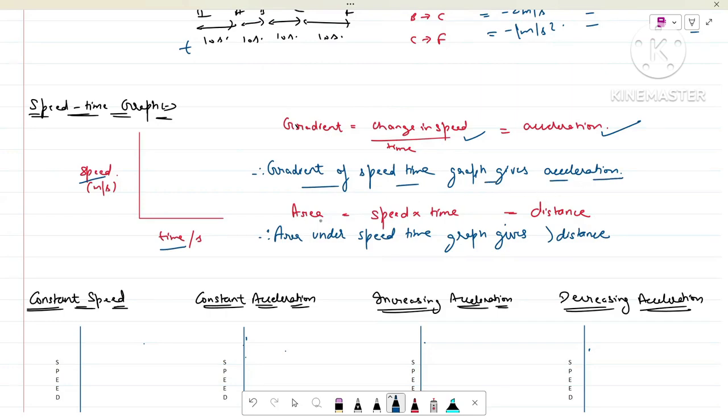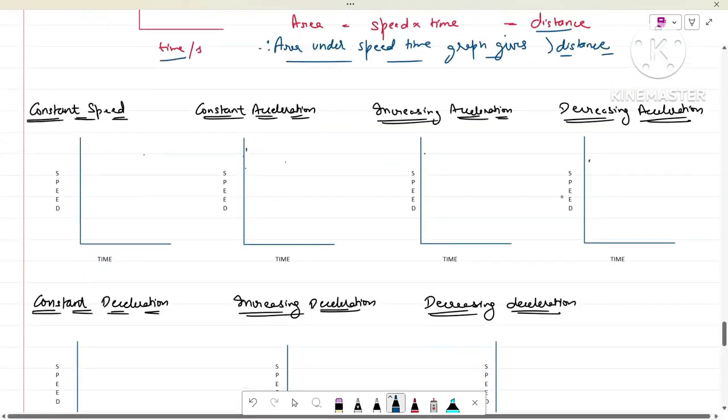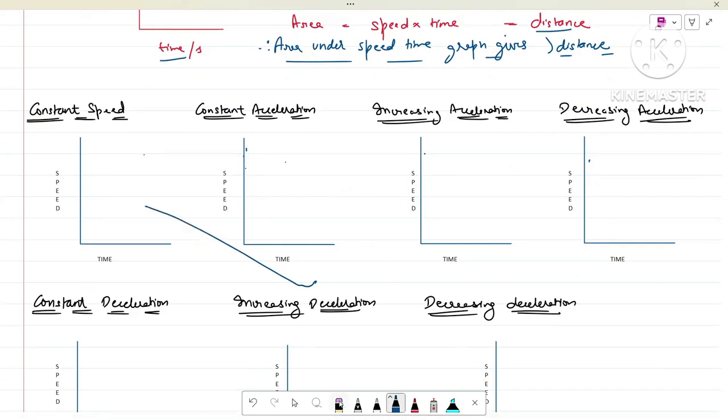And what about the area? So area, if we have to find, it will be speed into the time. And we know that speed into time is distance. Therefore, area under speed time graph gives distance. Now we will draw different speed time graph. First, when object is moving at a constant speed, so this means with the passage of time, its speed is not changing. So its graph will be a straight line parallel to time axis.